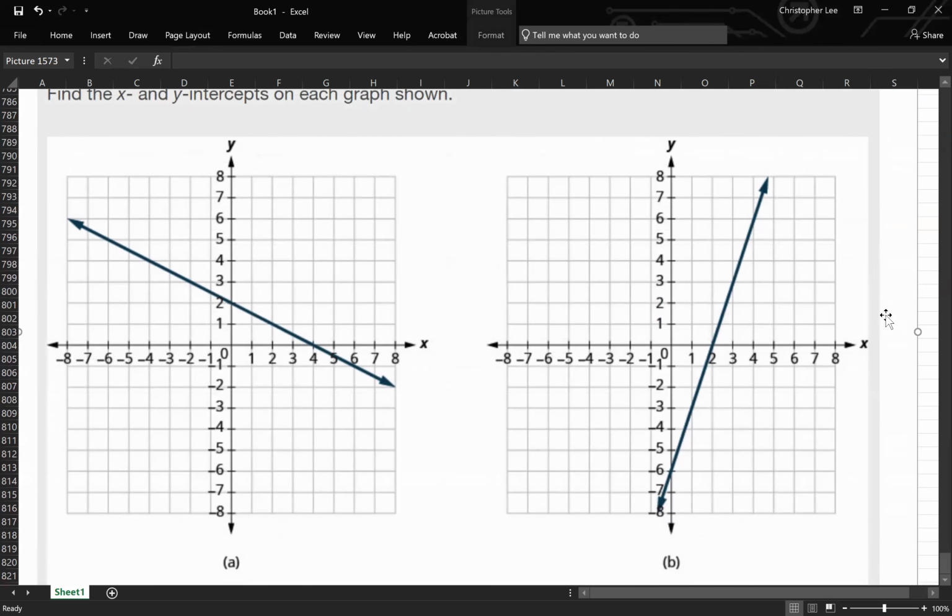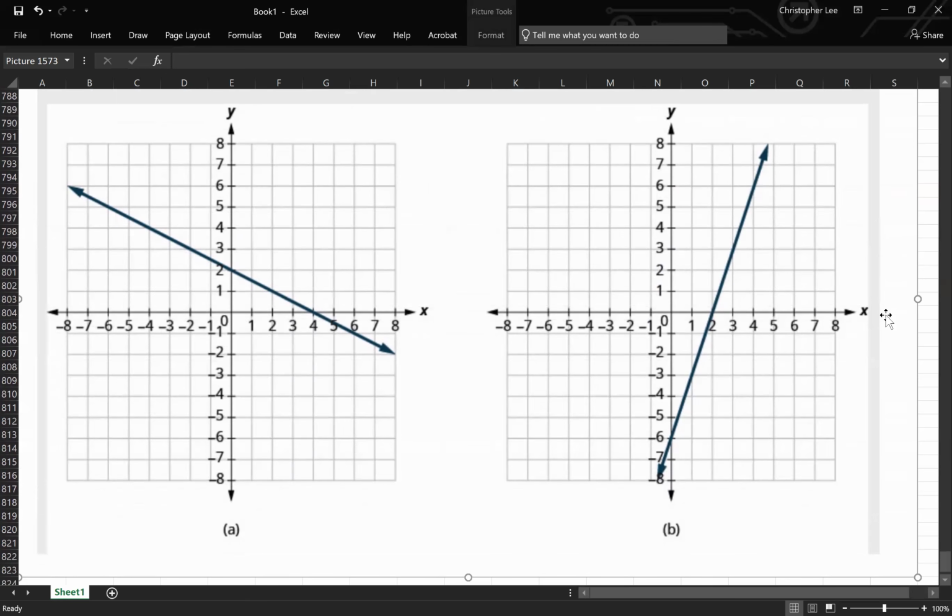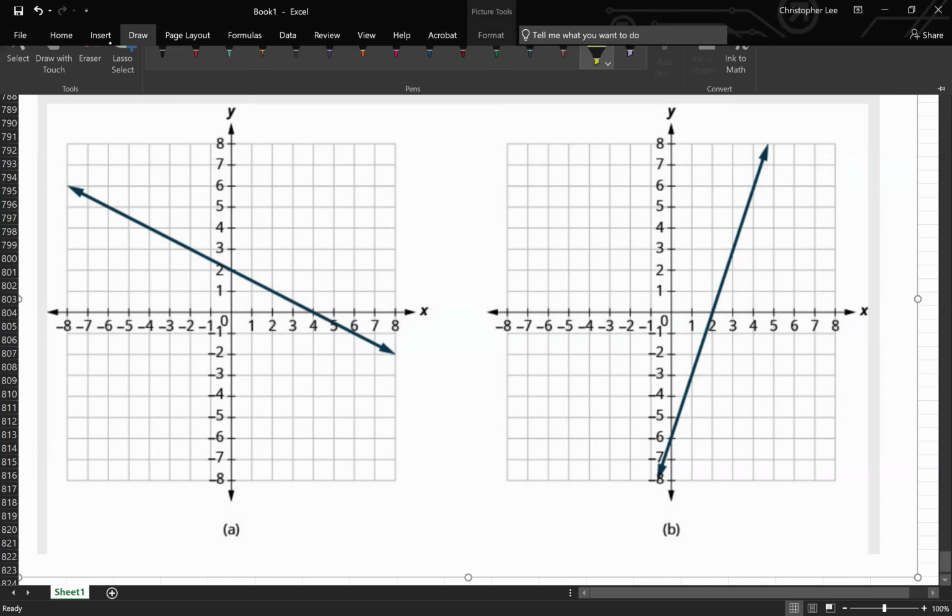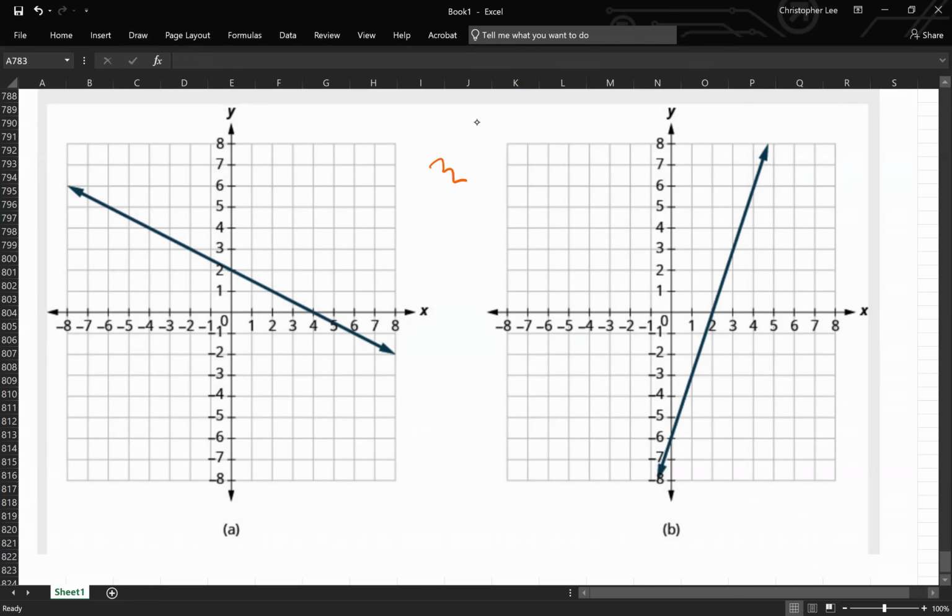So I have two graphs right here. I want to know what the x-intercept and the y-intercept are for each graph. It's hard because it might be small. Can you see it in the back clearly? No, it's a little small. All right. We'll go with orange for this one. So I'm looking at graph A. What's the x-intercept? Somebody tell me.